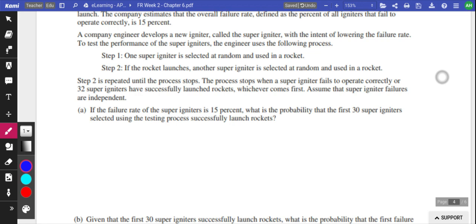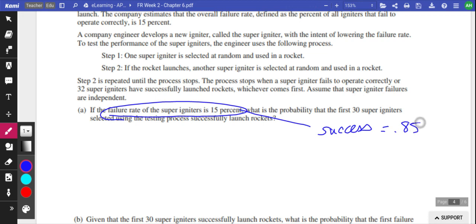Okay, so failure rate is 15%. So that means that success is going to be 85%.